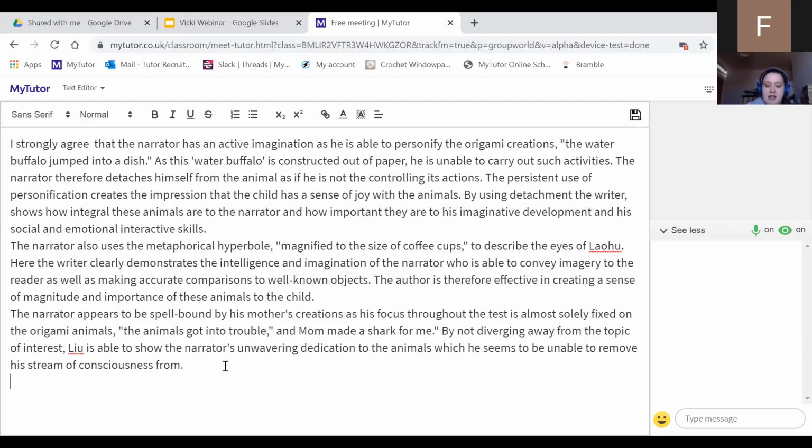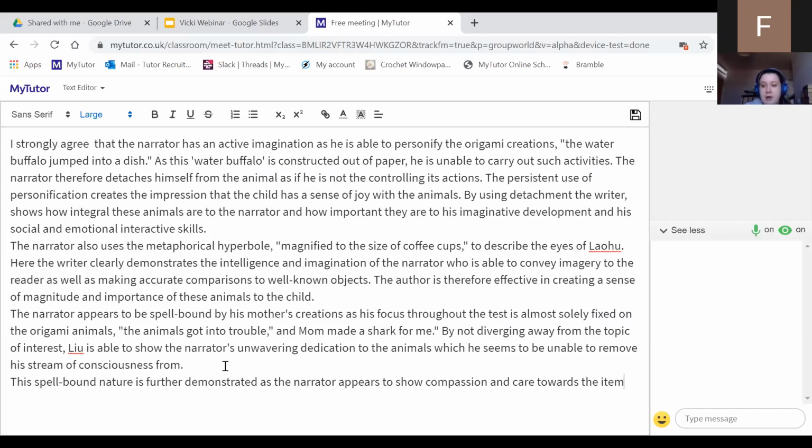Then I'm going to do another one. So this spellbound nature is further demonstrated as the narrator appears to show compassion and care towards the items. So notice that I'm calling them items rather than animals, because that is literally what they are, that are unable to feel. So he whimpered and winced as I held him.